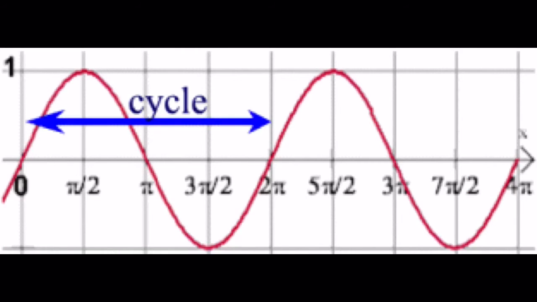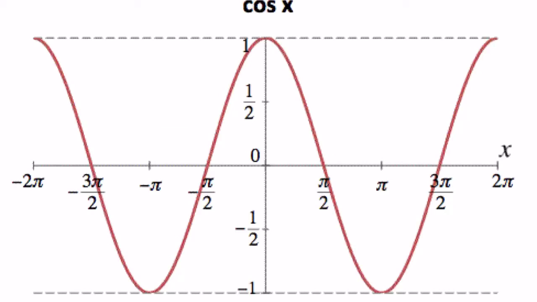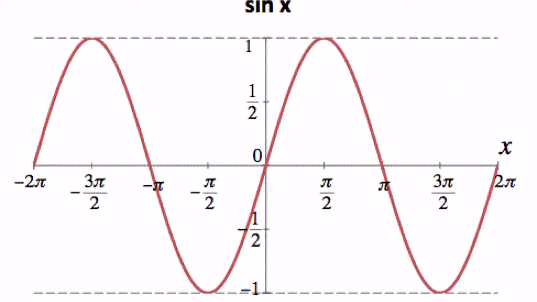Period is the length of a complete cycle. A cycle is one repetition of the pattern of a line you're graphing. In other words, the wavelength. Here's one last look at cosine, sine, and tangent.